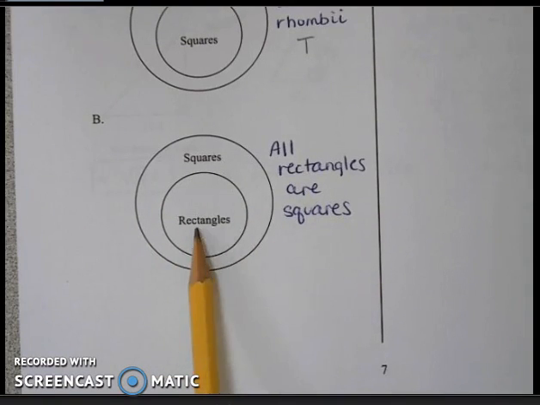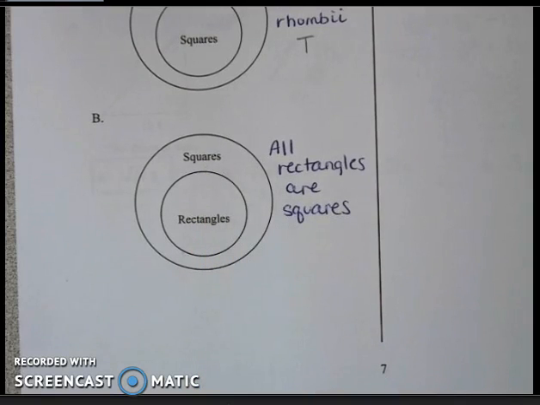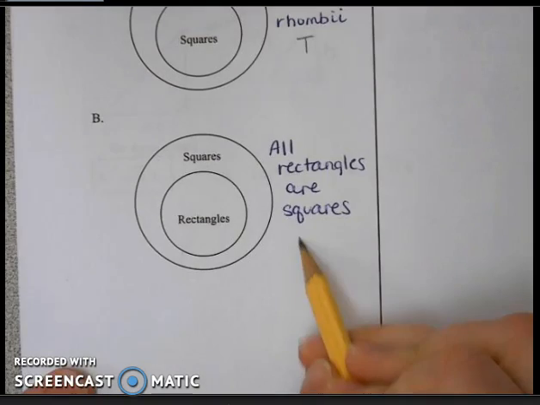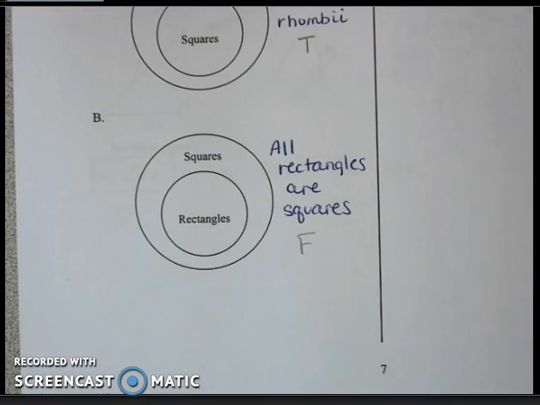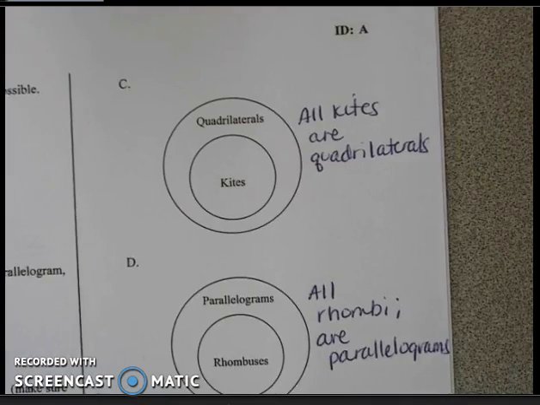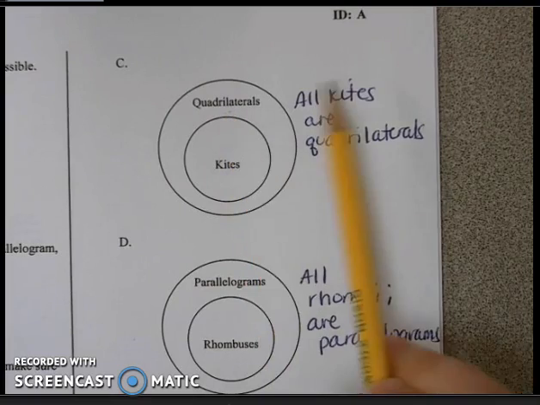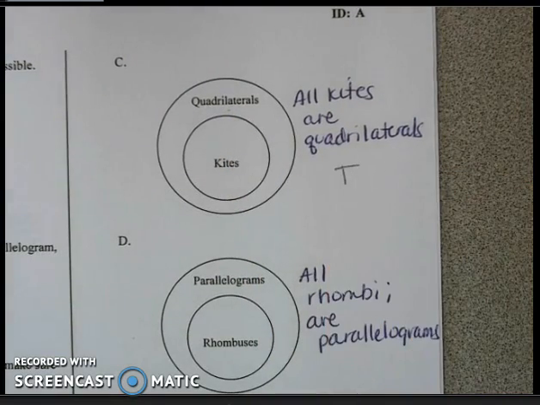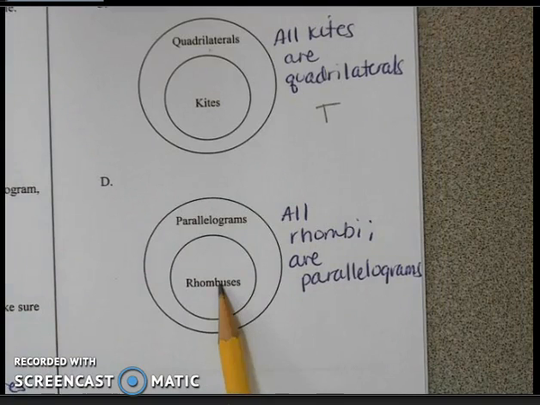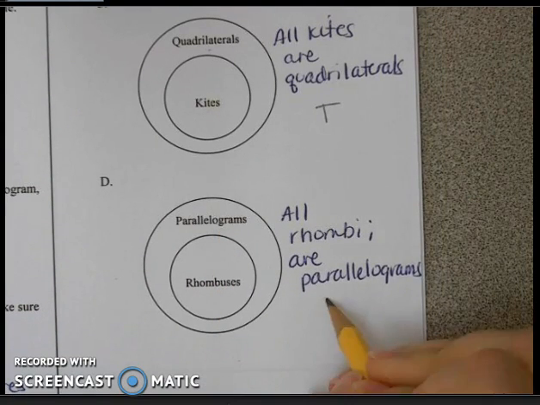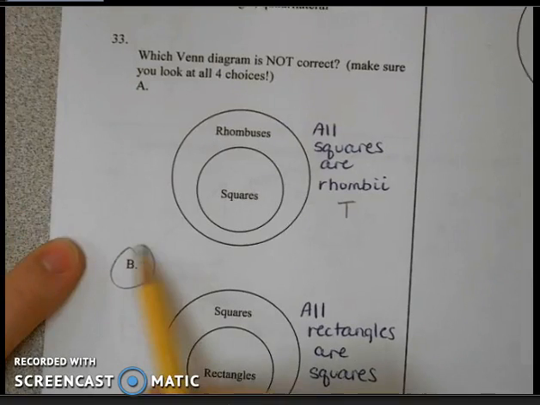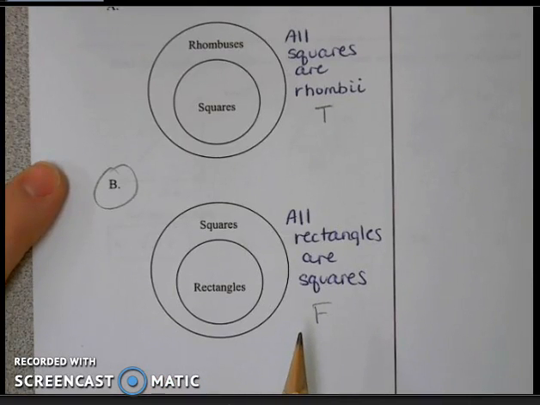B, this is saying that all rectangles are squares. Again, do we think that every type of rectangle is a square? This is a false statement. Let's double check that C and D are also true, just to make sure. All kites are quadrilaterals. All kites are four-sided, so that is a true statement. Are all rhombuses parallelograms? Yes, they are. So the correct answer here is B, because it is the only false statement. All rectangles are not squares.